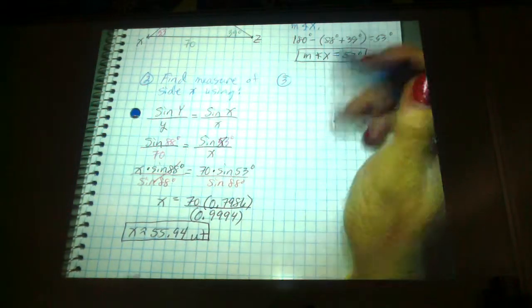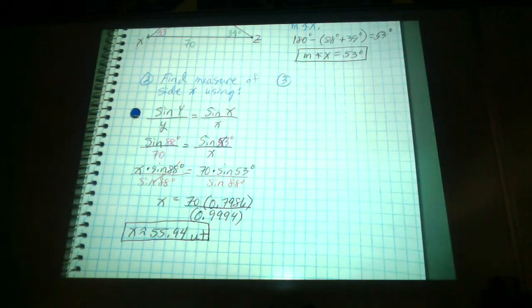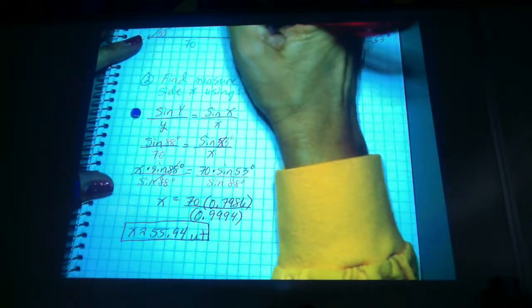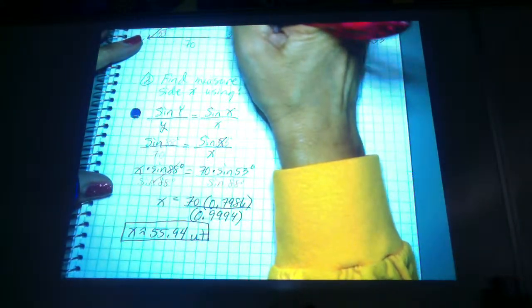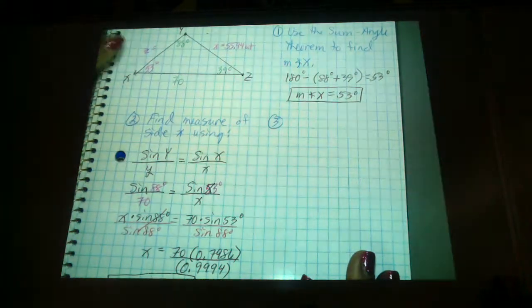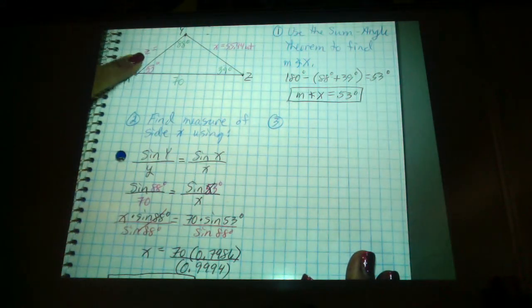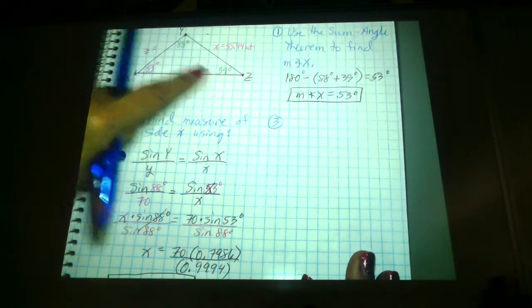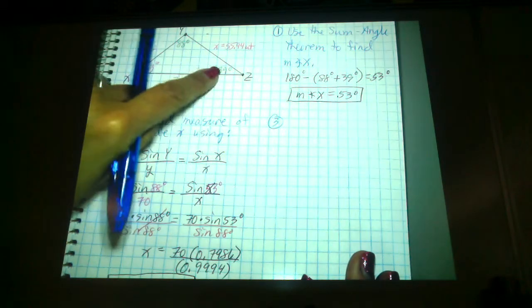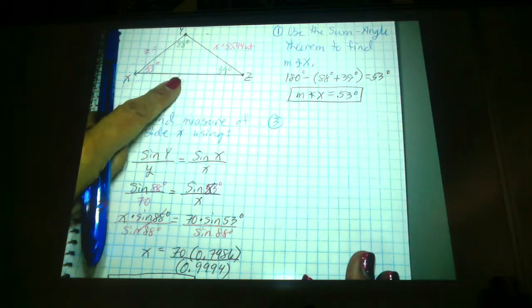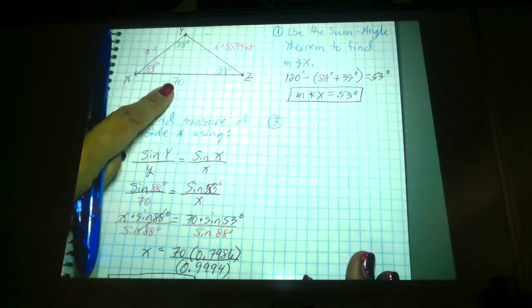The last thing that we have to find, though, and let's put what we just found, 55.94 units up in our picture. So there it is. The last thing we have to find is side Z, which is across from angle Z. So I have to use that in a ratio. I'm still going to use sine of y over side y because that's my full ratio.